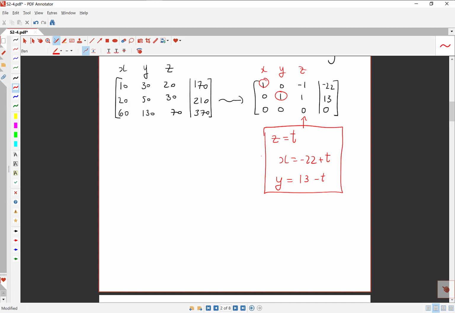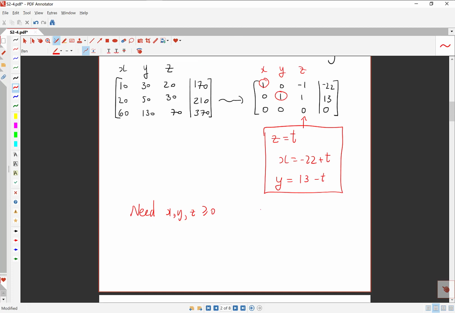Now, because this is a real-world problem, we need X, Y, and Z to be non-negative. And that's something that we hadn't really considered before when we were just abstractly solving systems without a real-world context. But now we need to make sure that we're not asking for a negative number of units of a certain ingredient. Okay, so let's look at our different variables.